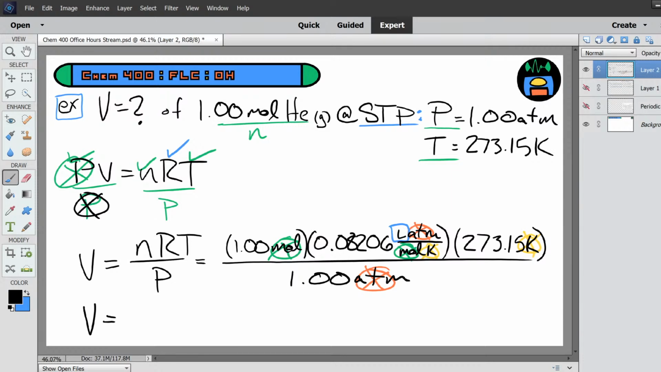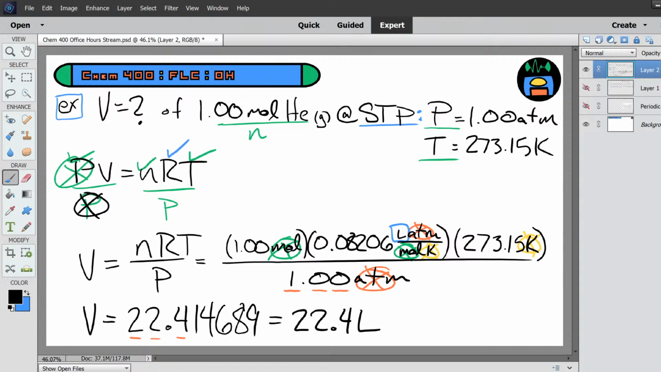All right, so our volume here is 22.414689. However, based on the sig figs that we used, our pressure only has 3 significant figures, so we have to round our answer to 3 sig figs. So this comes out to be 22.4 liters is our answer.